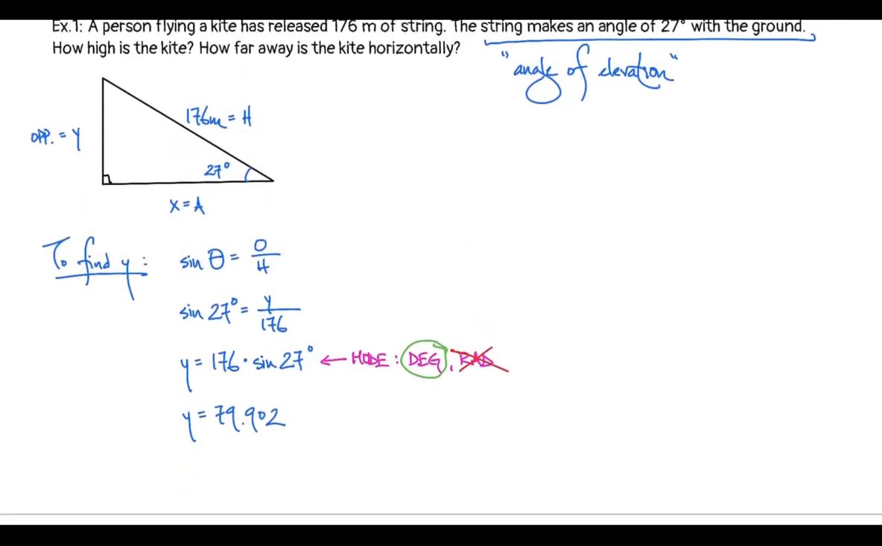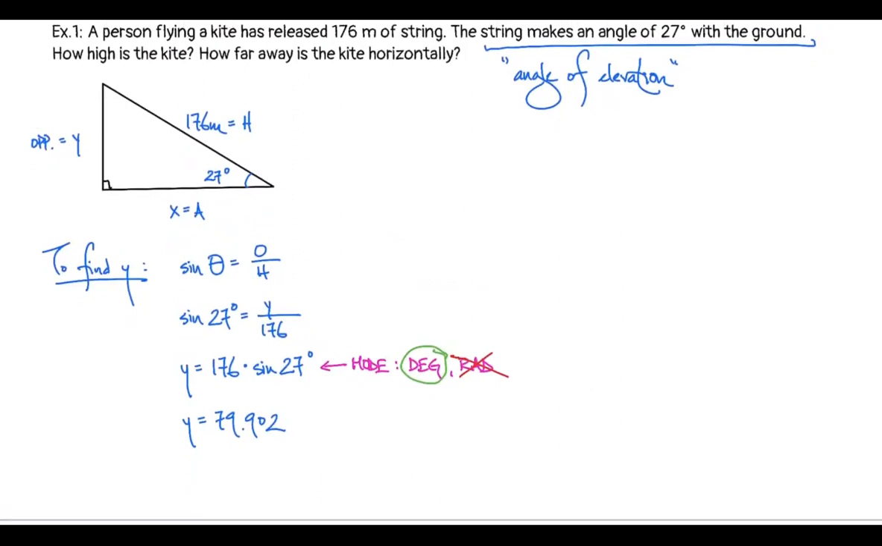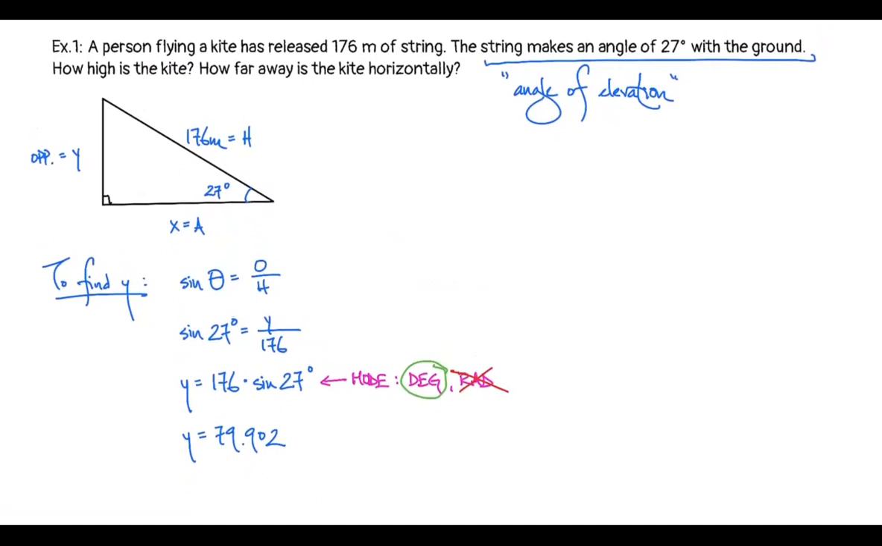All right. One last thing here. Let's get some units on this value. What units should we put on this 79.902? Meters. Perfect. Great. So we'll have meters. Now we can box off our answer and we are good to go. Okay. So that's finding y. Now let's go ahead and find x.